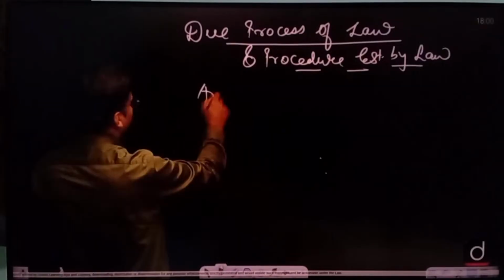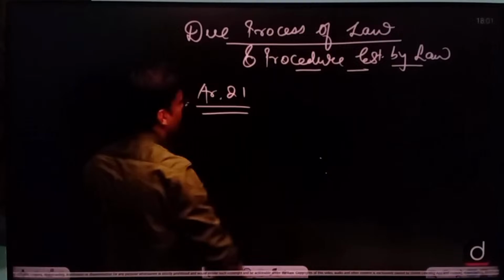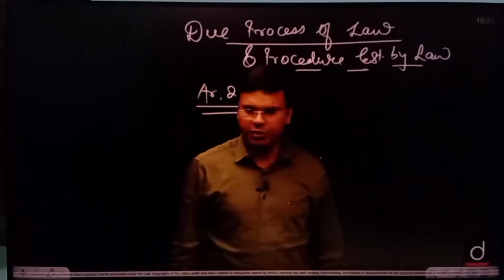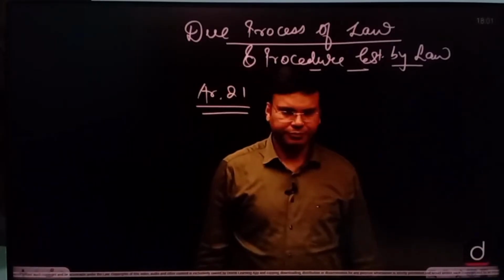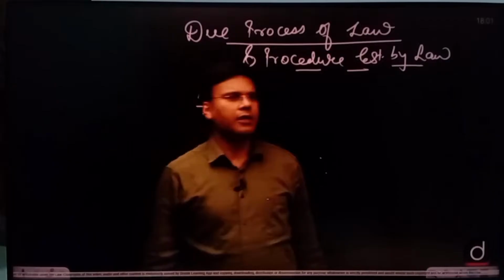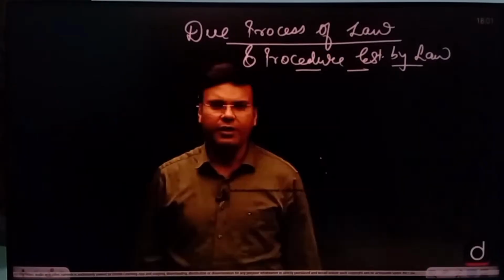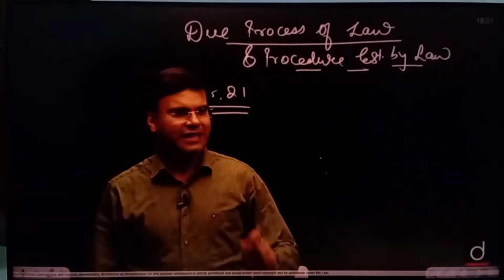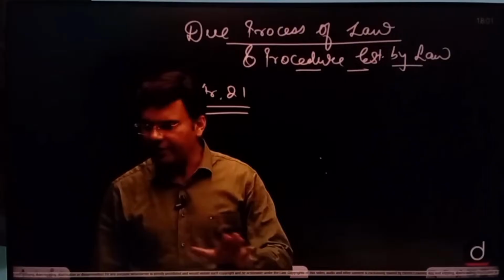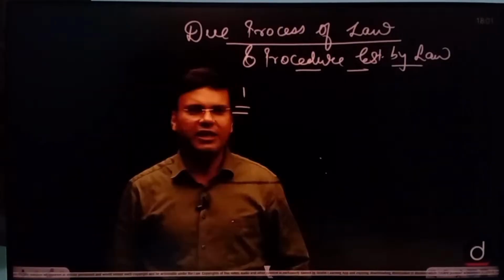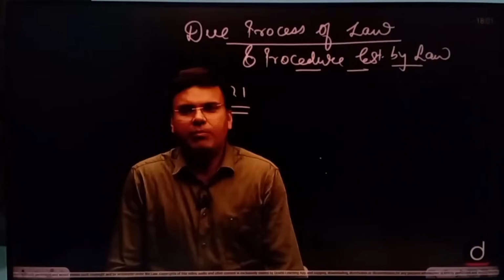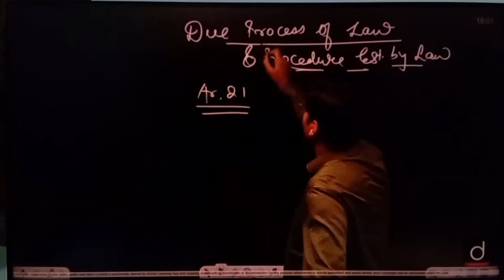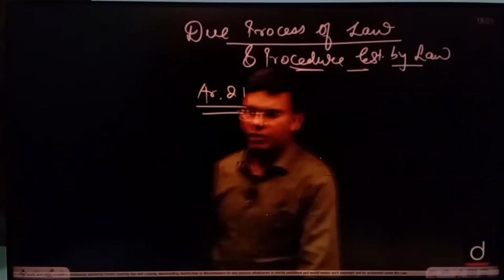If you see Article 21, which I discussed, what are the words which are used in Article 21? Life and personal liberty. So no person's life, right to life and personal liberty can be deprived except according to a procedure established by law. This is what is stated in Article 21. We had discussed this yesterday. So today we'll try to understand what the expression procedure established by law would mean and how this will be different from the next expression, that is due process of law.